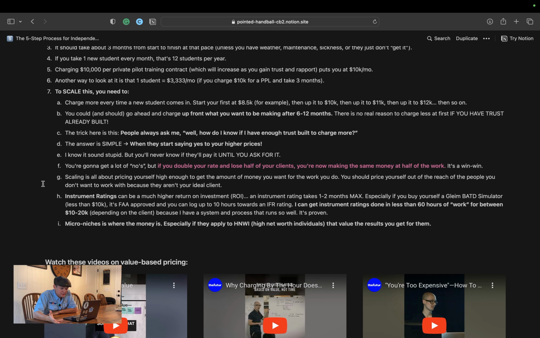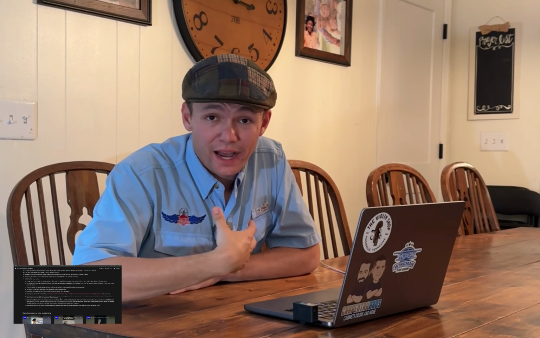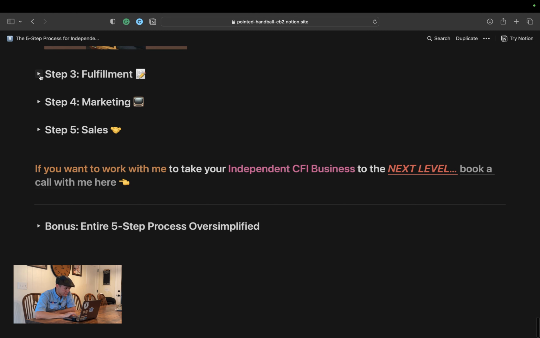An instrument rating typically takes about 1 to 2 months max to do. If you buy yourself a flight simulator for less than $10,000, that's say FAA approved, you can log up to 10 or 20 hours towards an instrument rating on the simulator, get the ratings done in less than 60 hours of work for a paycheck of $10,000 to $20,000, depending on the client. That's what I do. I have a system that works close to perfect, and I actually make more money on instrument ratings than I do for private pilot training. Just remember, the best way to build an offer is to build an offer that is so good, people feel stupid for saying no.